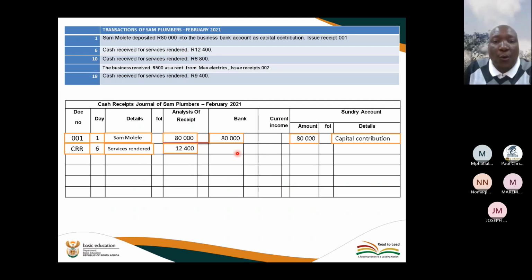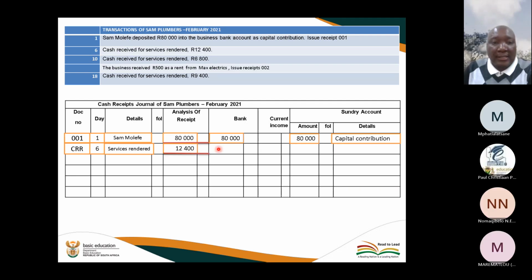Again, we check before we can transfer the amount to the bank account. We check as to whether it is the only transaction on this day. So indeed, it is the only transaction on this day. You draw the line here to indicate that it was the only transaction. When they close the day, this line indicates that at the end of the day, this was the amount which was transferred to the bank account, 12,400. And then it goes to the current income, 12,400. And then let's move to the next transaction.